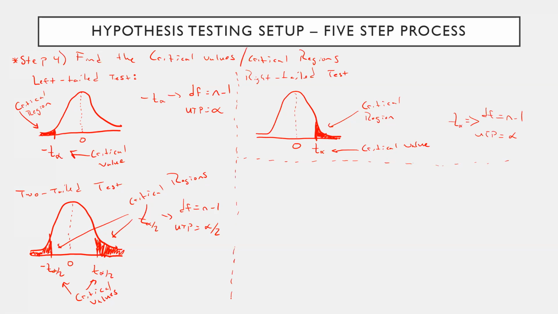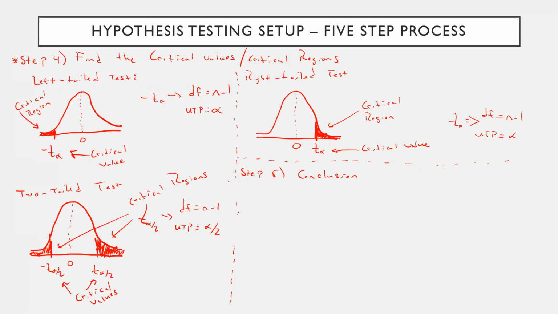So I said it was a 5-step process. So step 5, your last step, is your conclusion. I said there were two conclusions you can make in this class. You can either reject the null, or what was the other one? Fail to reject the null. So here's how you know.